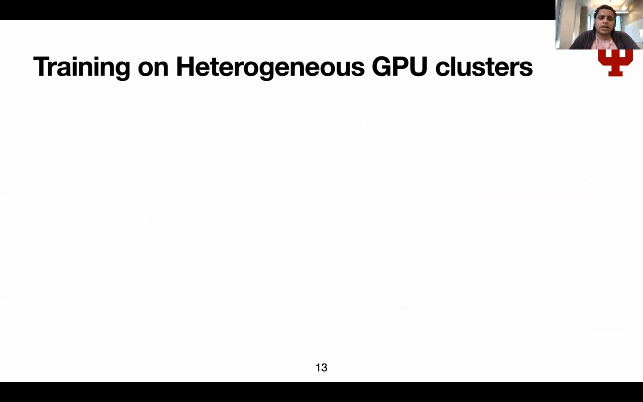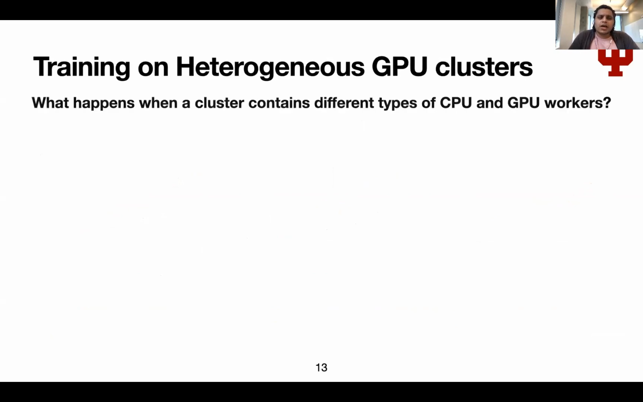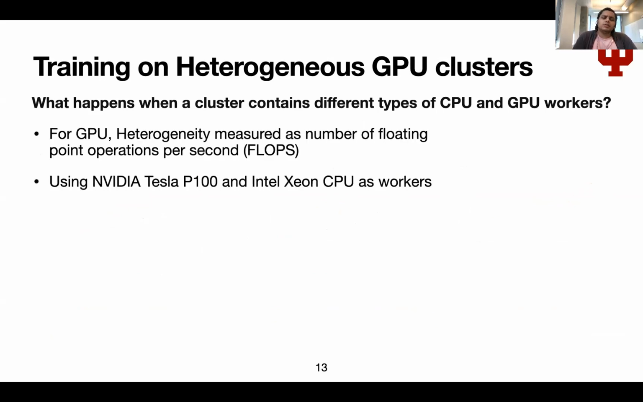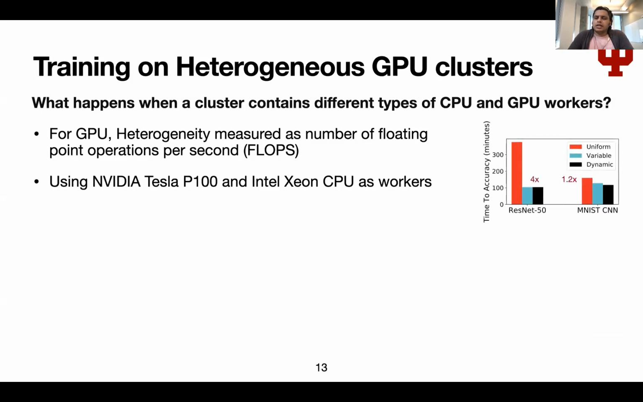And training on heterogeneous GPU clusters. We see what happens when a cluster contains different types of CPU and GPU workers. Previously we defined heterogeneity for CPUs; for GPUs we define heterogeneity as the ratio of the flops of different GPUs. We test this on a 2-worker config using an NVIDIA Tesla P100 and a 48-core Intel Xeon CPU. One worker is a GPU and the other worker is a CPU. And these are the gains that we saw. For ResNet 50, we saw a 4x gain, while for CNN, we saw a 1.2x gain.